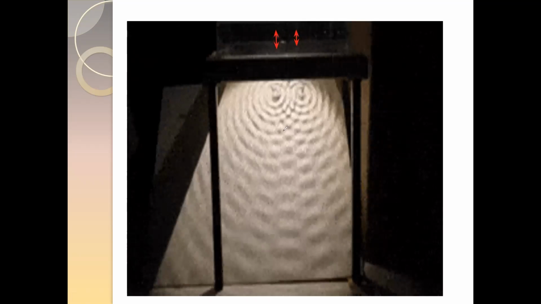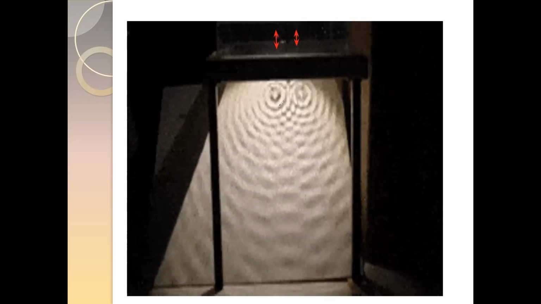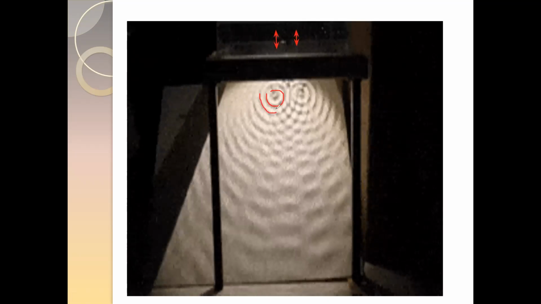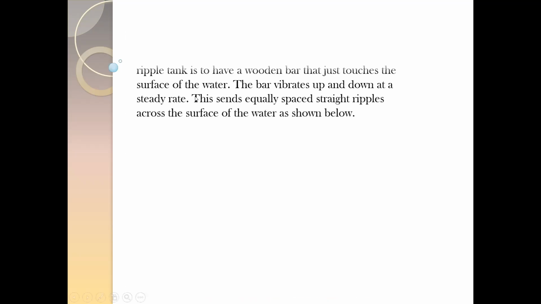And what do we call these lines which we see here? We call them wavefronts. So this is also a wavefront. So in a ripple tank, we basically have a vibrating object.